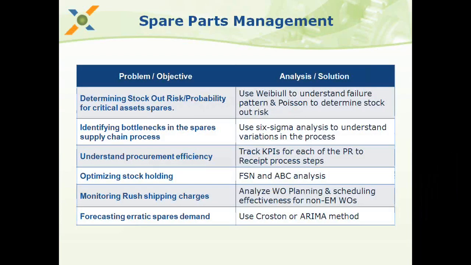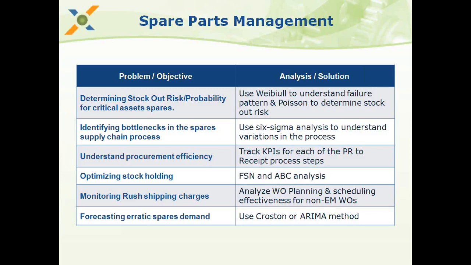If you want to determine stockout risk or probability of stockout risk for critical assets, there are some statistical tools like Weibull analysis that can be used to determine failure pattern and expected failures, and along with that, use the Poisson distribution method to determine the stockout risk. I'll show you some examples at a later stage, but some of these things can be addressed with the help of statistical techniques.